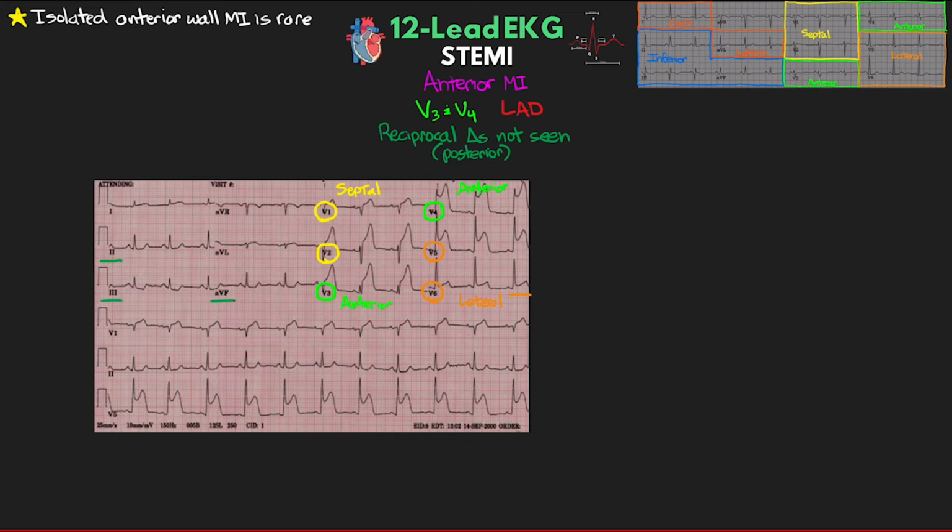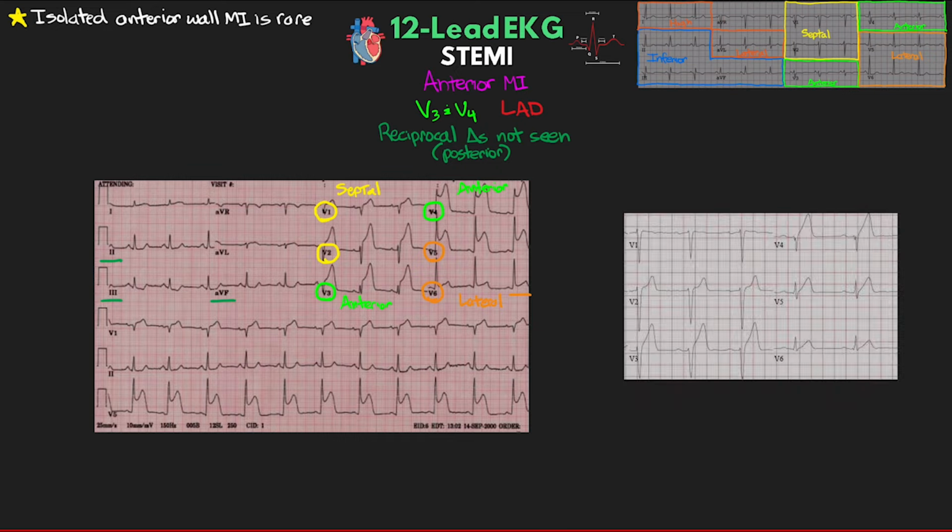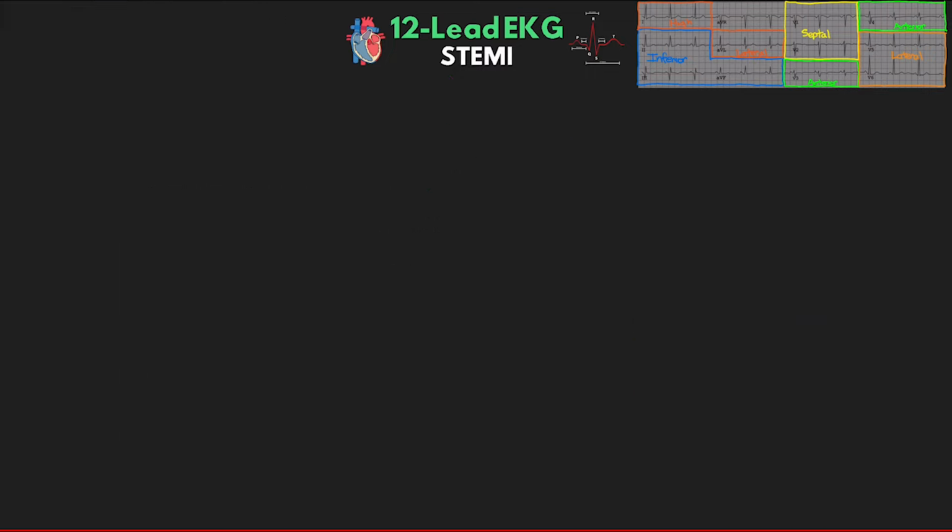So given the rarity of an isolated anterior MI, here's actually an example of the closest I could find to that. In this example, we definitely have ST elevation in the anterior leads V3 and V4, but hopefully you also see the ST elevation in V2 and V5. So V2 being septal and V5 being lateral. So this really isn't a true isolated anterior MI.